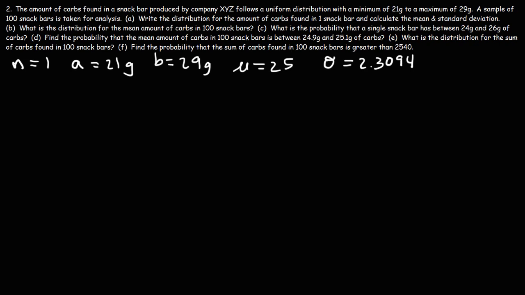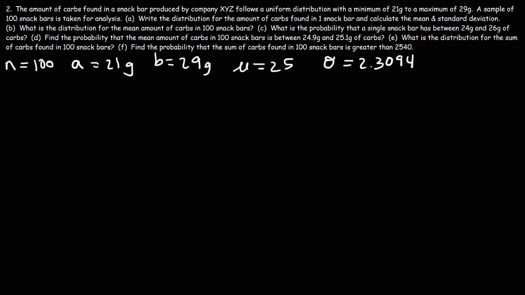What is the distribution for the mean amount of 100 snack bars? What would you say? So now for part B, n is no longer 1. N is 100. So are we dealing with a population distribution or a sampling distribution? Since n is greater than 1, we're dealing with a sampling distribution, but a sampling distribution of the sample means.